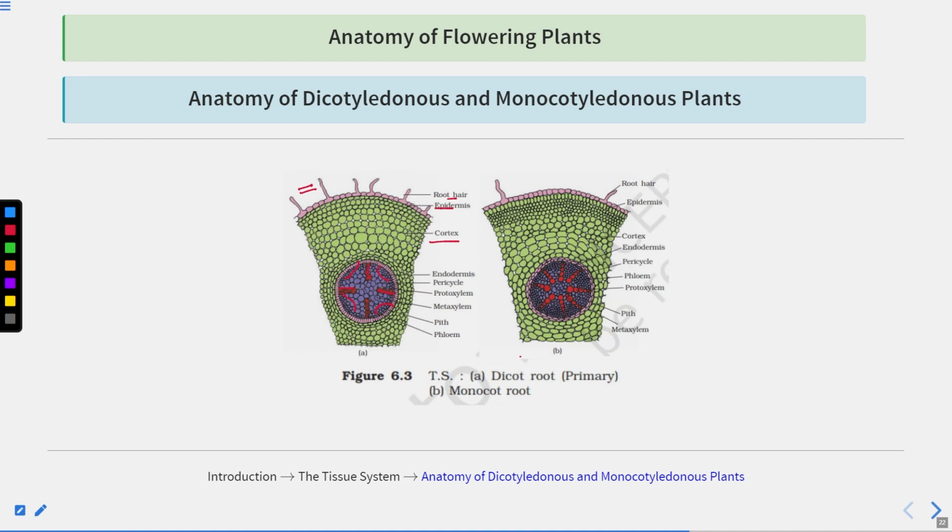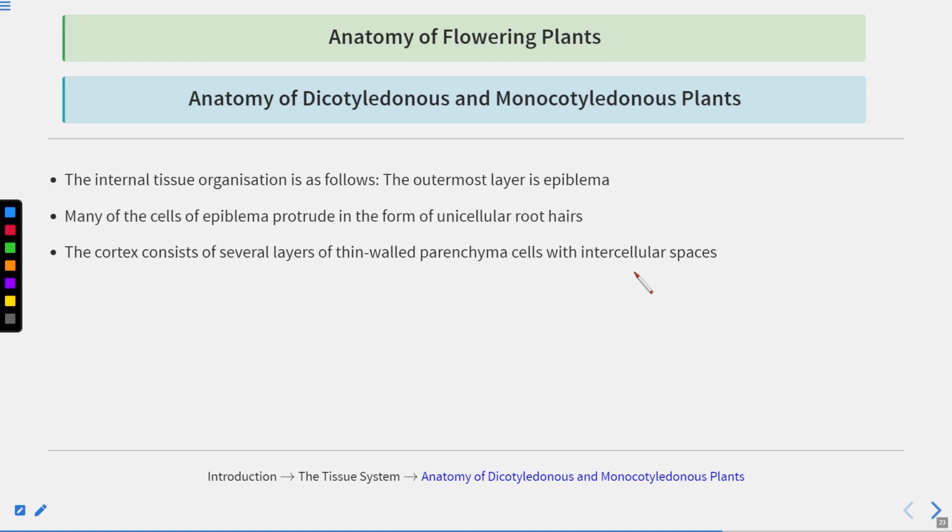Now this is the dicot primary root, and here you can see the monocot. They are present at different radii. You have this phloem region, and you can see the xylem, protoxylem and metaxylem here, right? In the center you can see the pith, and the cortex region. Again it is made up of the same type of parenchymatous cells, and the root hairs are coming out from the outer epidermis. Now the internal tissue organization is as follows.